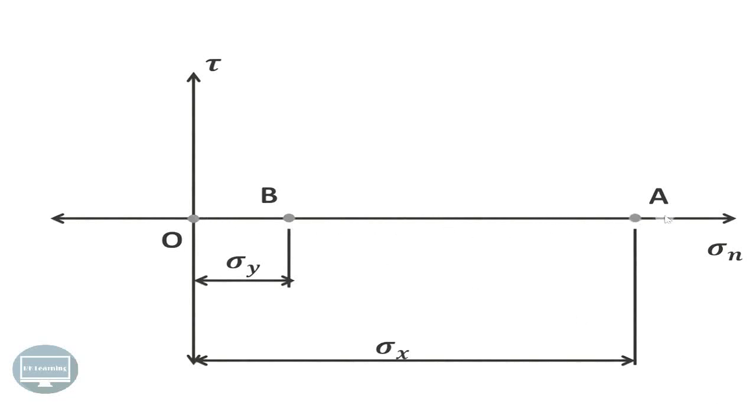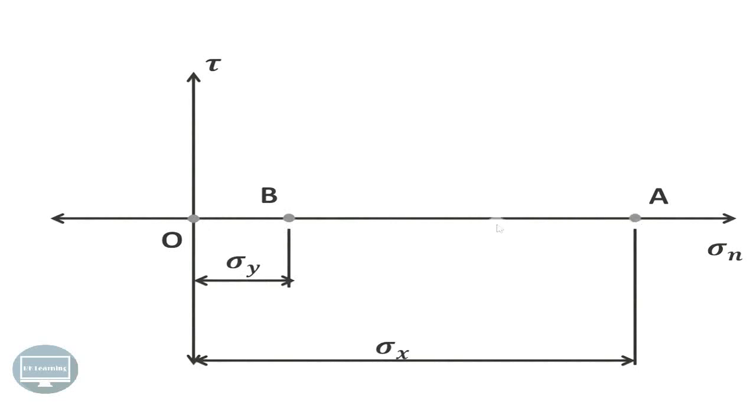So this is the positive normal stress and this is the negative normal stress, or you can say that this is the tensile stress axis and this is the compressive stress axis. Similarly, this is the positive shear stress and this is the negative shear stress. Now, in our case, both the stresses are tensile. Both these values, sigma x and sigma y, by scale, lie on the right hand side of this point O.